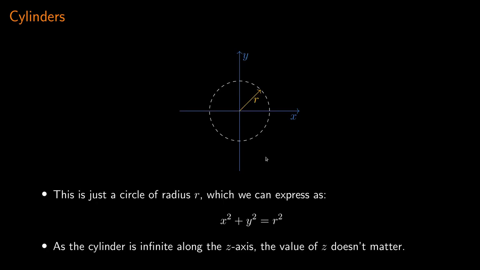Okay. Now, it's just the circle of radius r, which of course we can express as x squared plus y squared equals r squared. And as the cylinder is infinite along the z-axis, the value of z really doesn't matter.